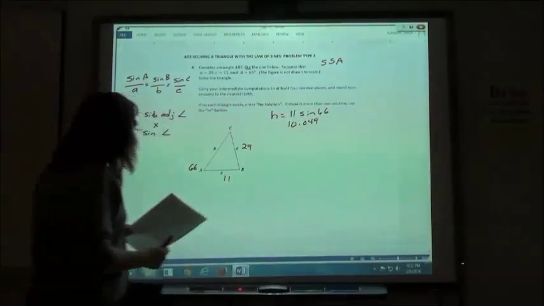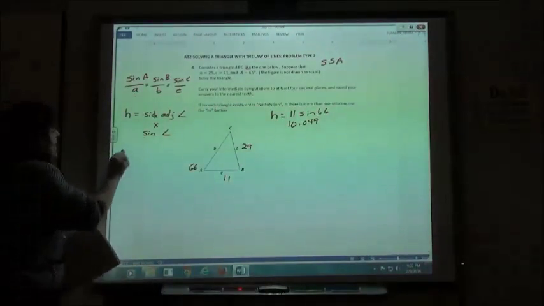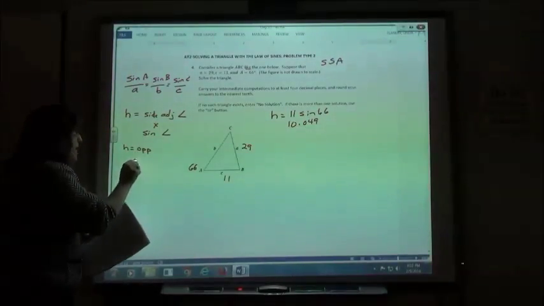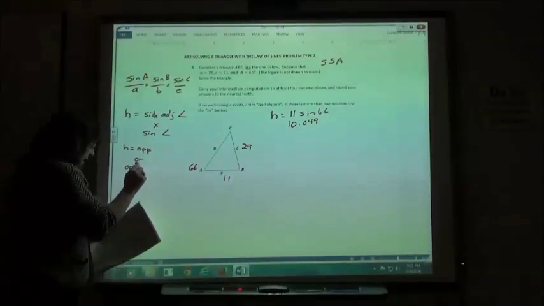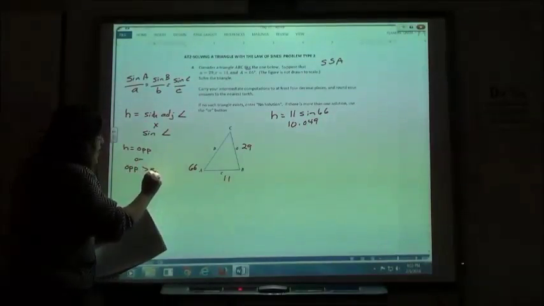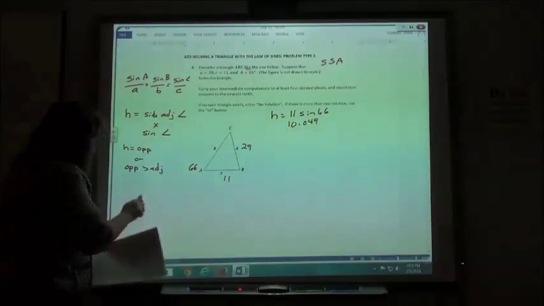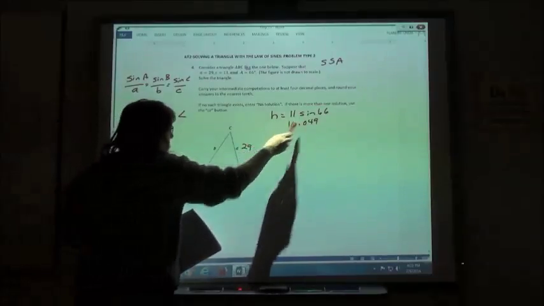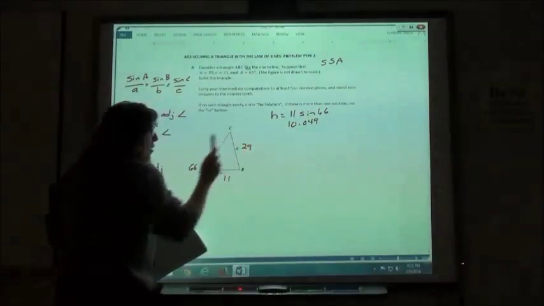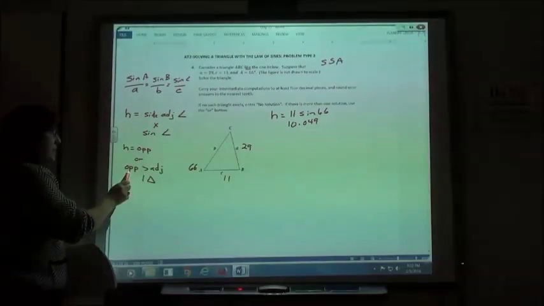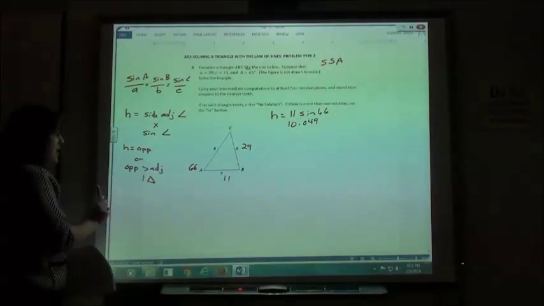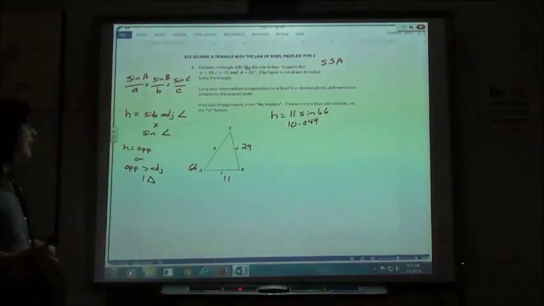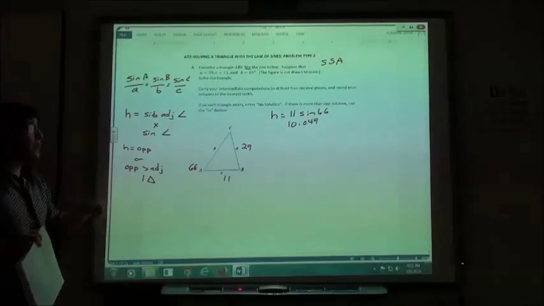So now what I'm going to do to check is I'm going to say, okay, if H is equal to the opposite side, or the opposite side is greater than my adjacent side, I'm going to have one triangle. So in this case, H isn't equal to the opposite side. It's not 29. Is my opposite side greater than my adjacent side? Well, my opposite side is 29. It is greater than my adjacent side. So on this one, I'm going to only end up with one triangle.